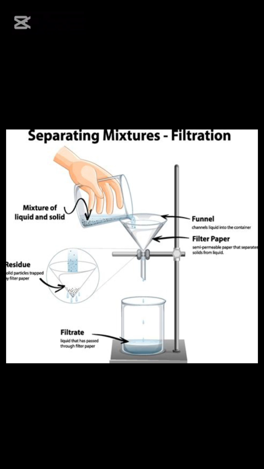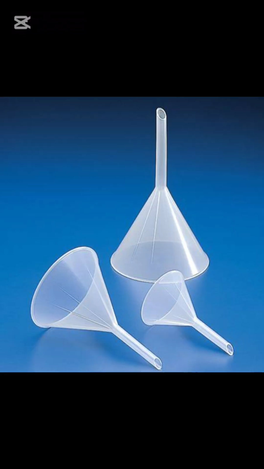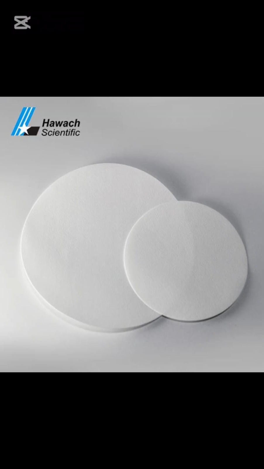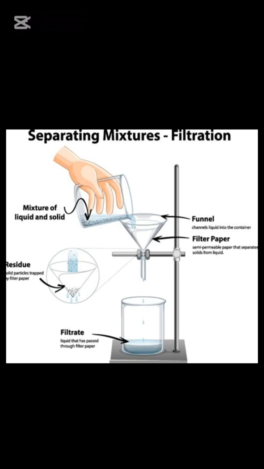Filtration is used to separate mixtures of liquid and solid. For this, you need a funnel, a retort stand, and a filter paper. When you pour your mixture into the funnel, the solid particles, called the residue, are trapped by the filter paper, while the liquid, called the filtrate, passes through the filter paper.